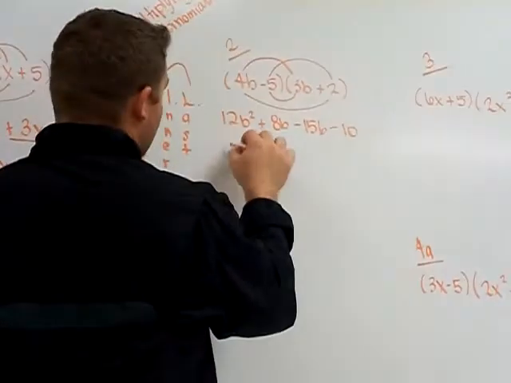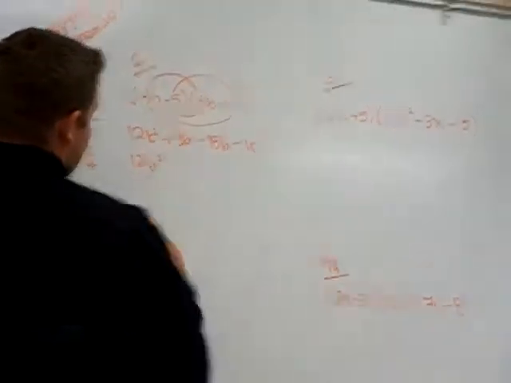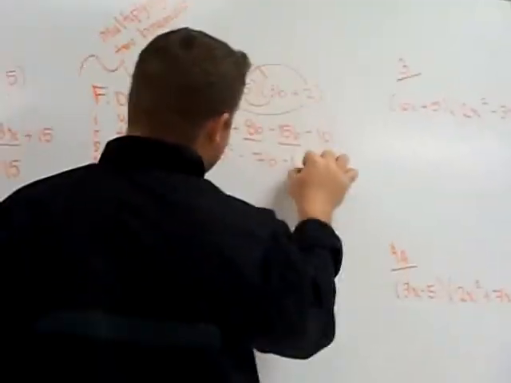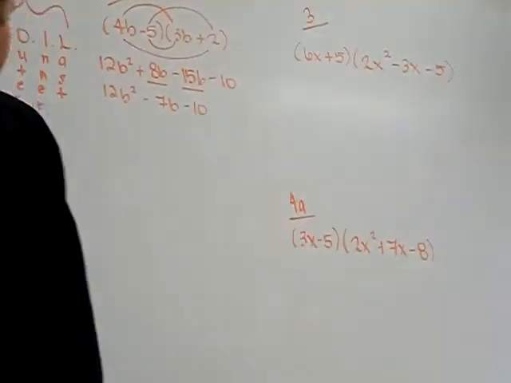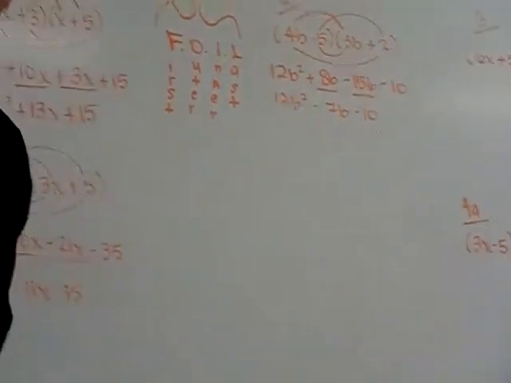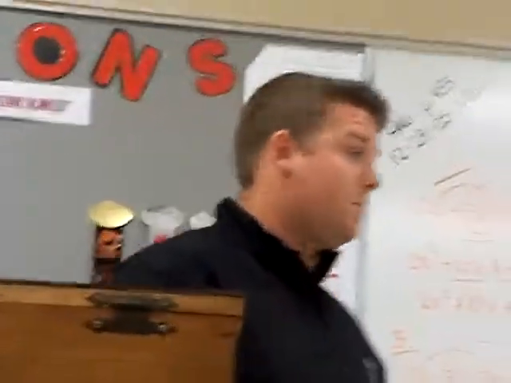Now, this 12b squared stays 12b squared. 8b and negative 15b are like terms. So 8 minus 15 is negative 7b. And then negative 10 stays the same. All right, so that's your answer. Now work 2C on the same page.